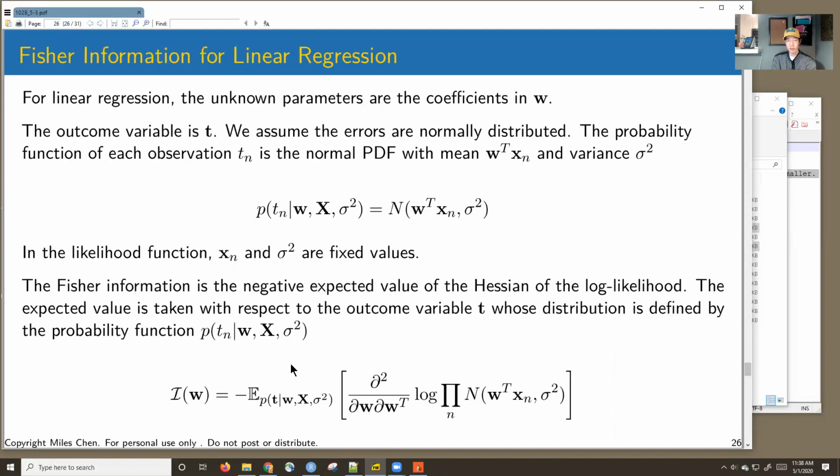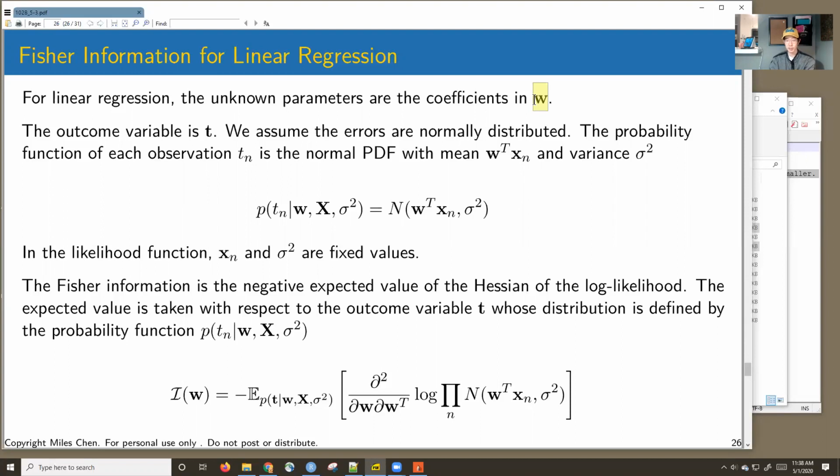All right, let's do this for linear regression. We're going to do it for the coefficients W. We want to ask what information our observations provide about the unknown coefficients W. In linear regression, we try to estimate your slope, intercept, and other coefficients based on your input variables x and the outcome variable, in our case, t.